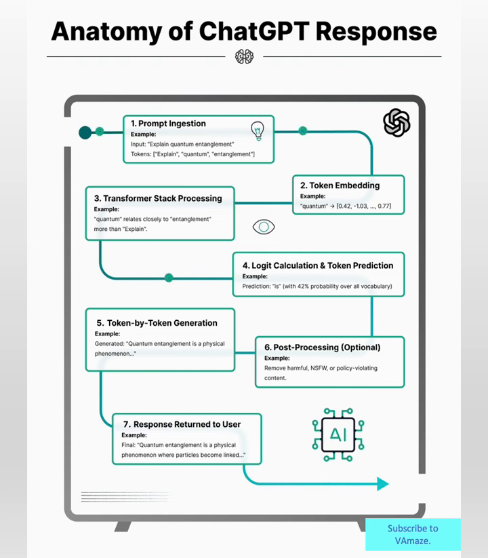The tokenization process. Your input undergoes immediate tokenization, where the AI breaks down your prompt into discrete units called tokens. These aren't always individual words. They can be parts of words, punctuation marks, or even spaces. For "explain quantum entanglement," the system might create tokens like "explain," "quantum," "entanglement," each representing a fundamental unit of meaning the AI can process.